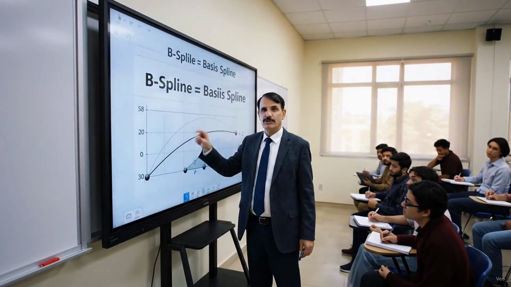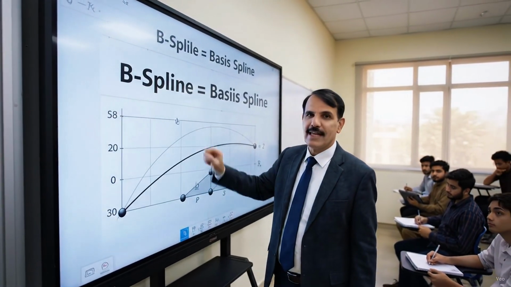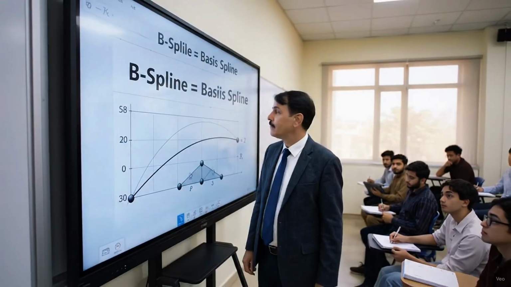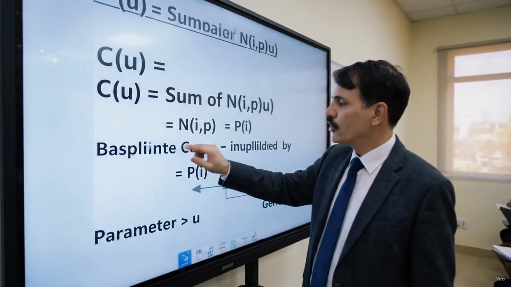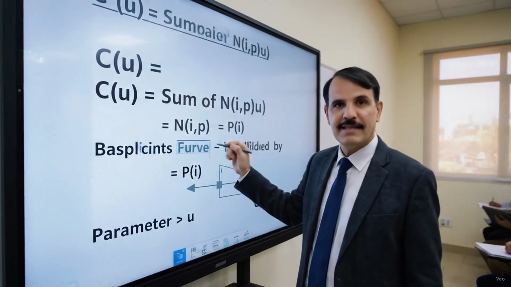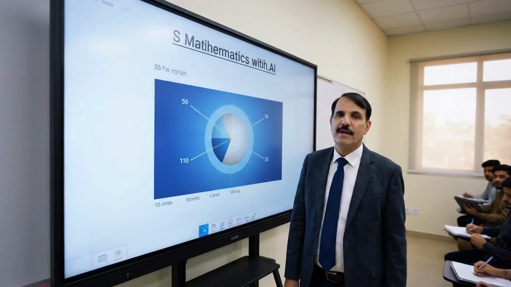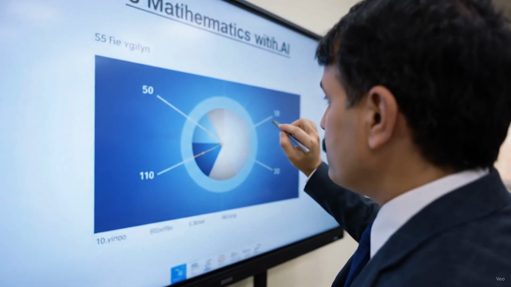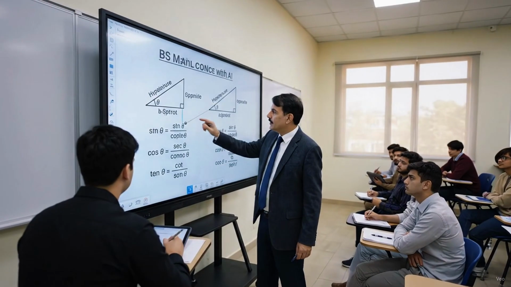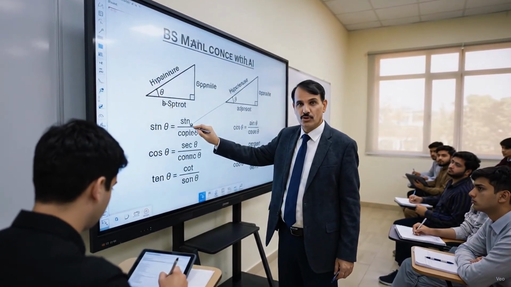Now, let's explore the solution that B-spline curves offer. B-spline stands for basis spline. A B-spline curve is constructed from control points and B-spline basis functions. The general form uses basis functions represented by N sub i,p of u. The most important difference is that a B-spline does not require every control point to influence the entire curve. Instead, each basis function affects only part of the curve. This gives B-splines a property known as local control.